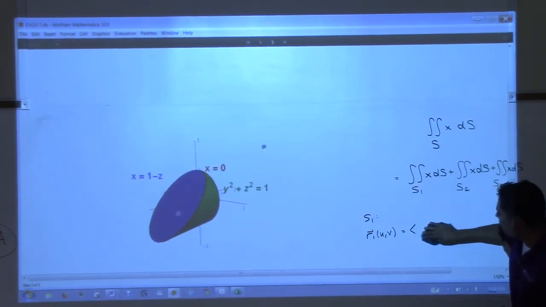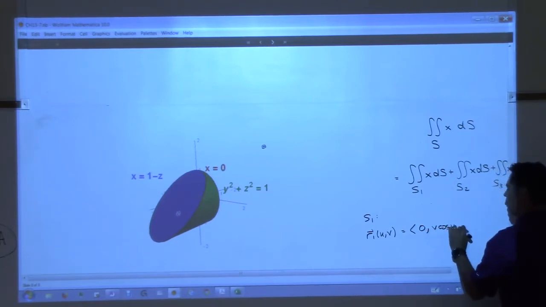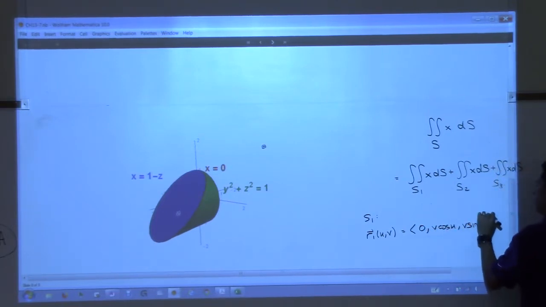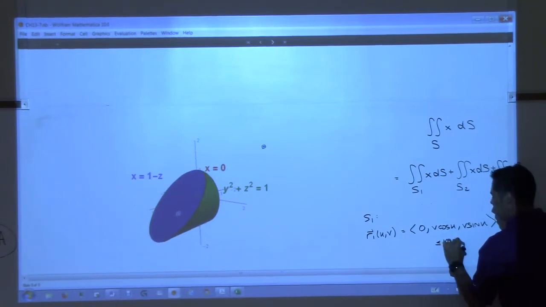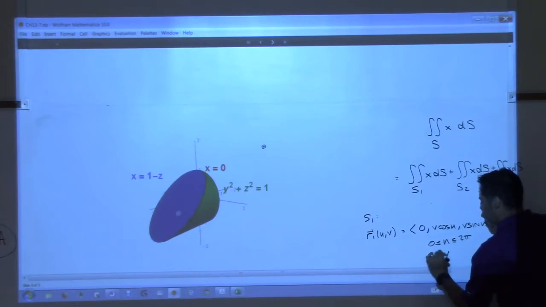X is 0. Sorry, X is 0. V cosine u, v sine u. U between 0 and 2 pi, v between 0 and 1.